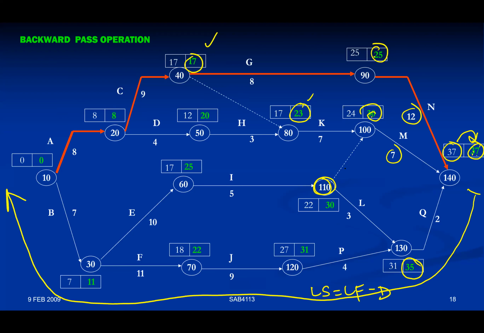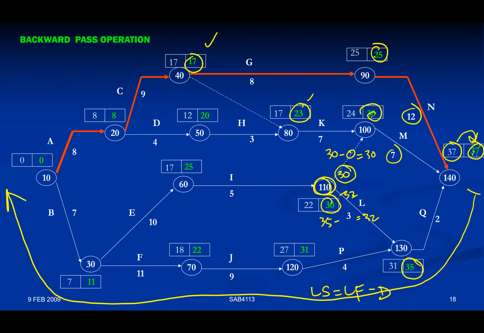Now note this node 100. There are two backward arrows, two arrows going back into this node. You must evaluate each of the nodes. How do you evaluate? 30 minus 0, where 0 is this dummy, equals 30 as one value. How about here? 35 minus 3 equals 32. So for going back, the backward pass, we will take the smallest value among the arrows. So that's how 30 is there.